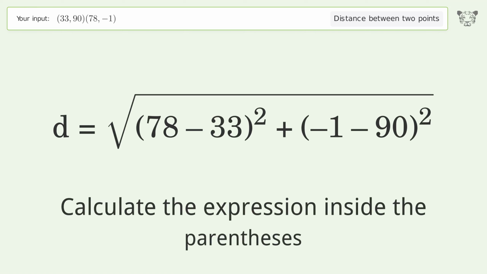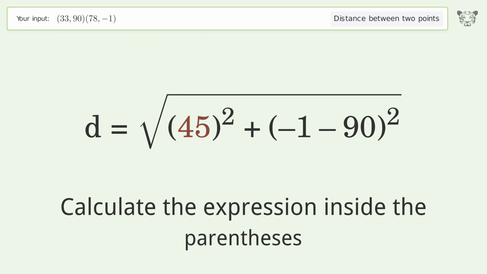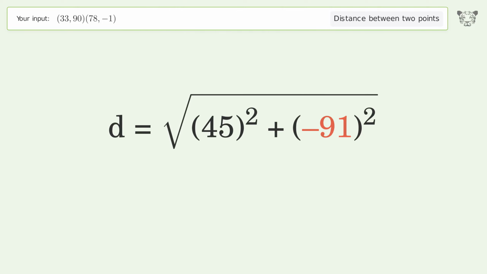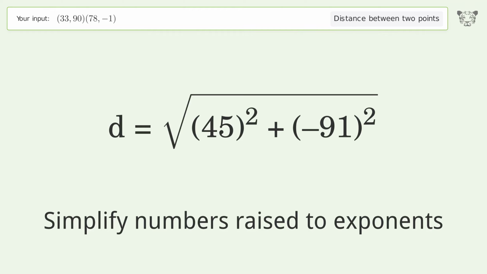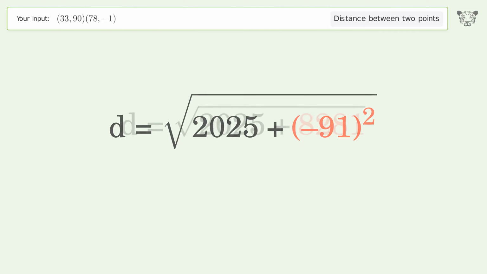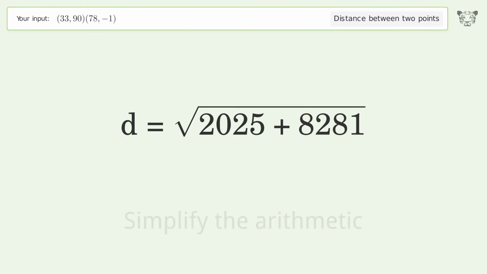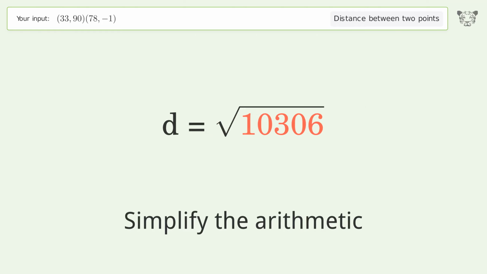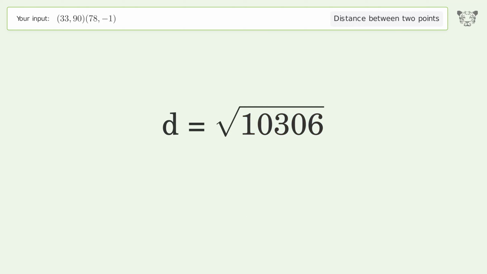Calculate the expression inside the parentheses. Simplify numbers raised to exponents. Simplify the arithmetic. And so the distance between the 2 points is the square root of 10,306, or 101.518.